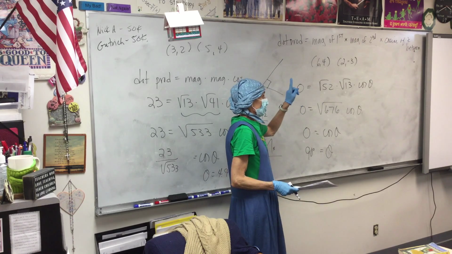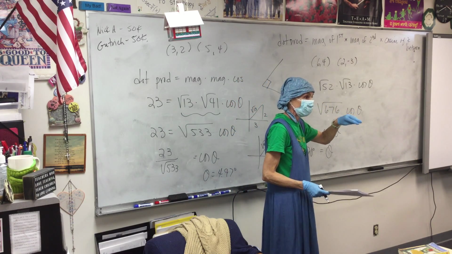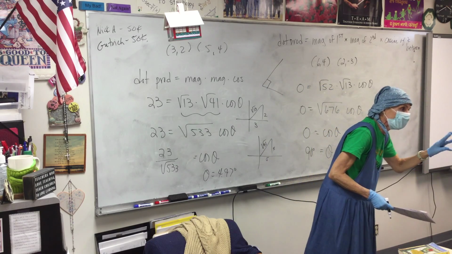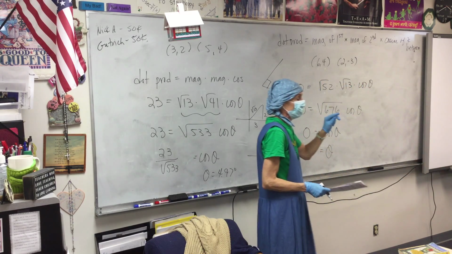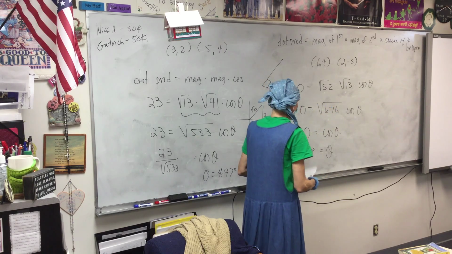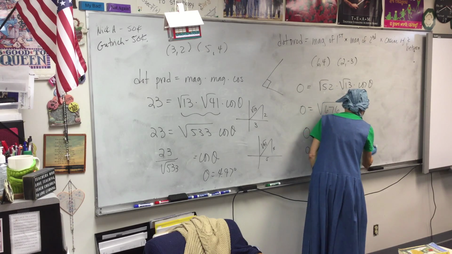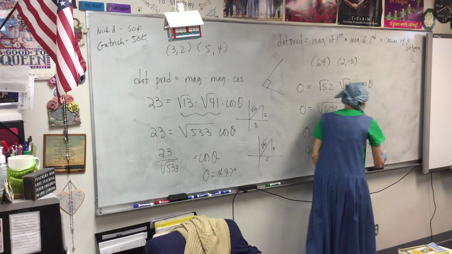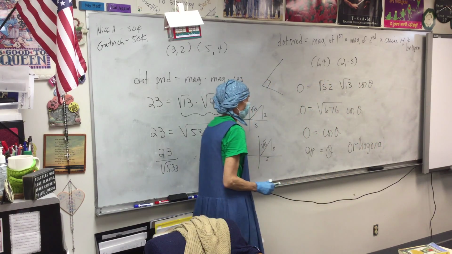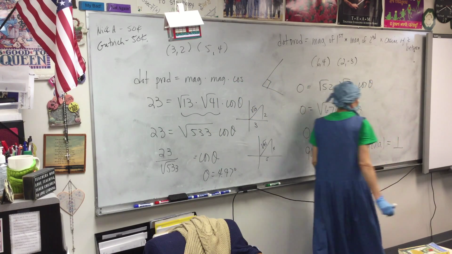Now, do you know how we have this new language in vector land? We don't say length, we say magnitude. Well, we don't say perpendicular. We say orthogonal. So write that word down. Orthogonal means perpendicular.